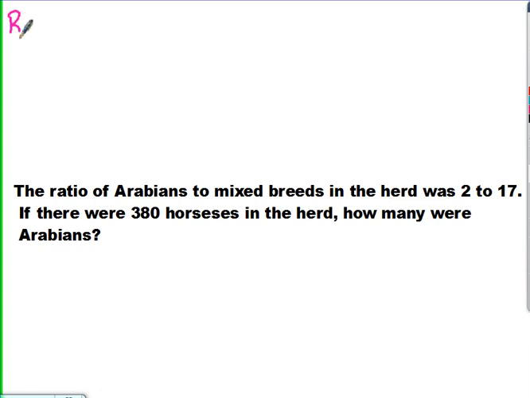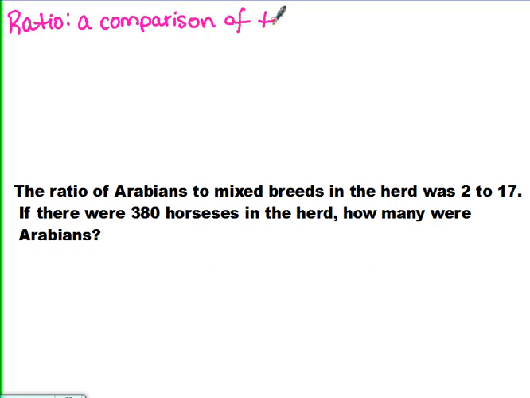Right, a ratio is a comparison of two numbers that can be written as a fraction.